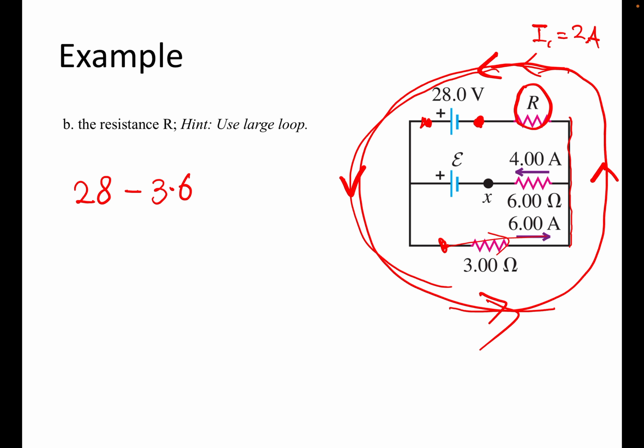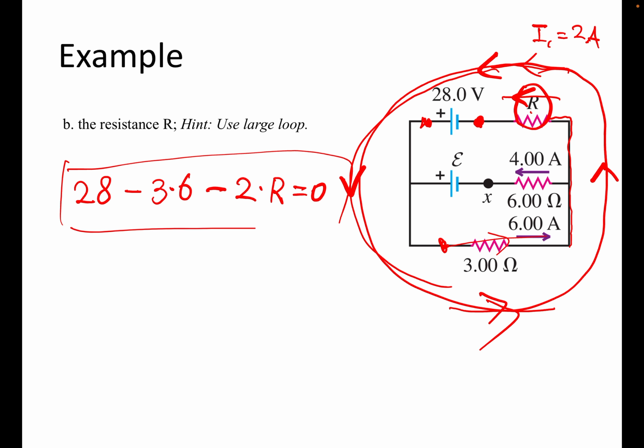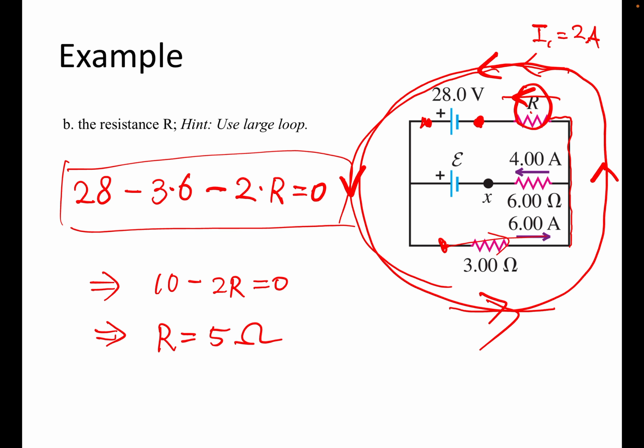Keep moving, and then we have this R. Current goes this way, so it's a potential drop again. I is 2 here. R is, we don't know, right? But the loop has to sum up to 0. So we build an equation which only has R, so we can quickly solve. This is 28 minus 18 is 10, minus 2R equals 0. So R equals 5 ohms.